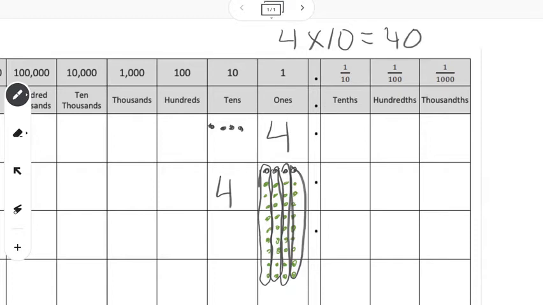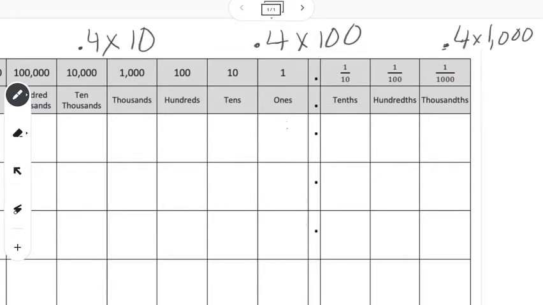Don't worry, I'm not going to make you do that. For this, we're going to be using arrows, and we're going to be moving appropriately left or right on the place value chart depending on what we are multiplying. So we're going to do a couple of samples. For our first example, we're going to do 0.4 or 4 tenths times 10, 4 tenths times 100, and 4 tenths times 1,000.